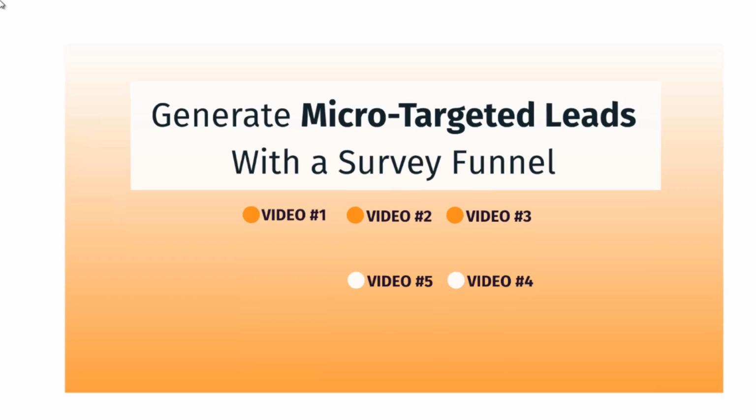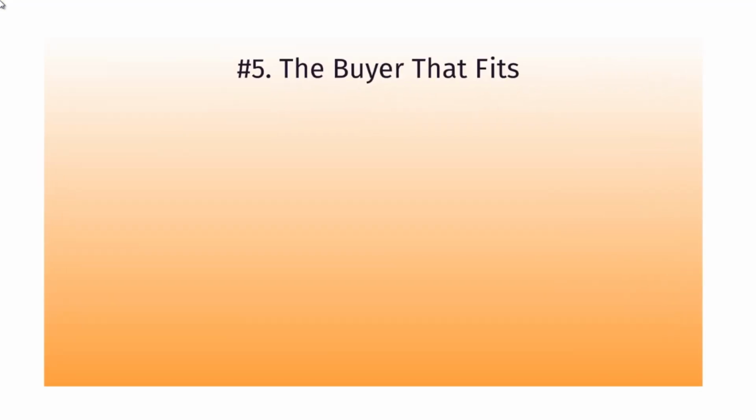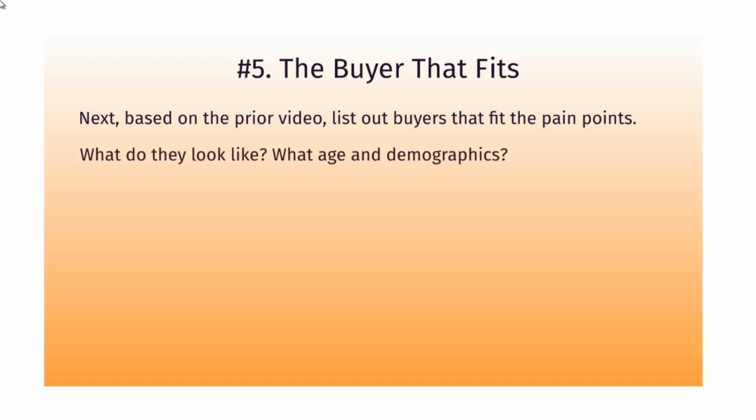Okay, so welcome back. This is video number 5, and we're going to talk about the buyer that fits these concerns and these pain points. So based on the prior video, we should have an idea about the pain points and the loss of time. Now what we need to do is figure out, what do they look like? What age are they? And what demographics are they?